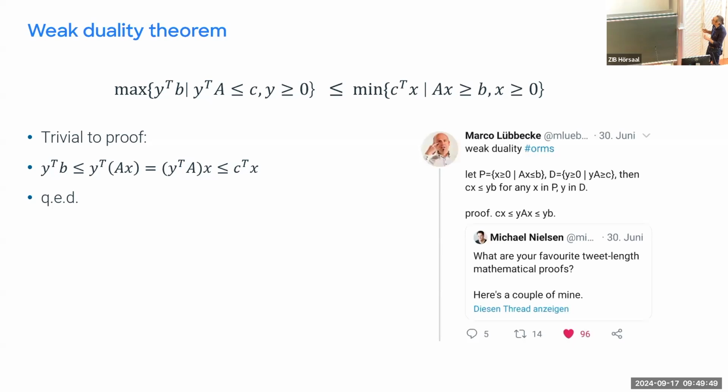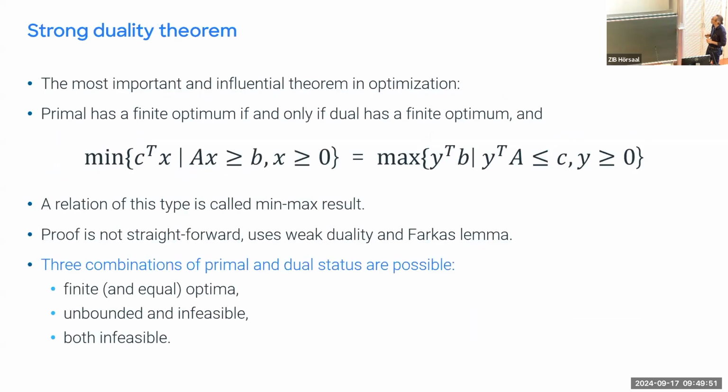Okay, but it's not only weak duality that holds, we actually have equality. We call that strong duality. That's the most important and influential theorem in optimization. The primal has a finite optimum if and only if the dual has a finite optimum, and the values are equal. This is called a min-max result, and in optimization there are many other min-max results.